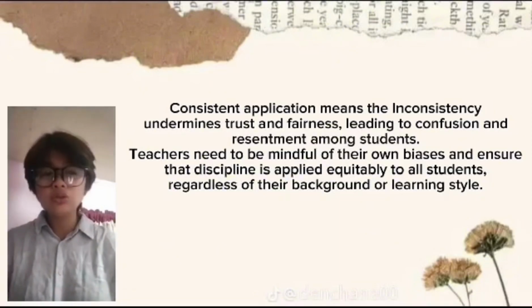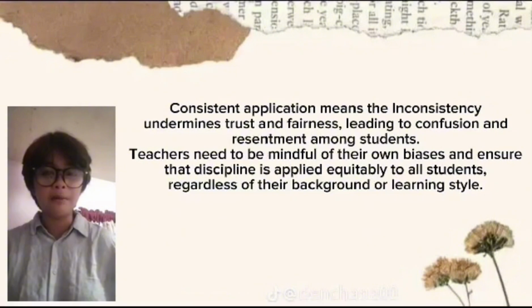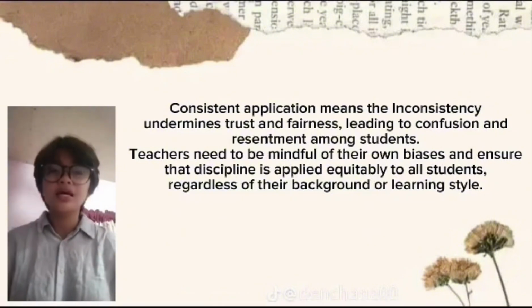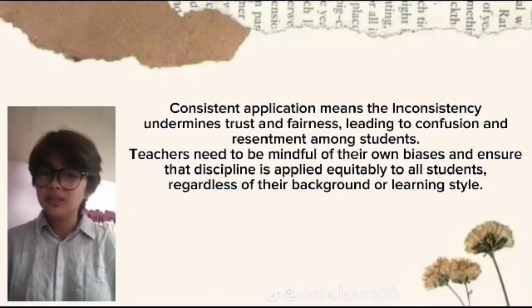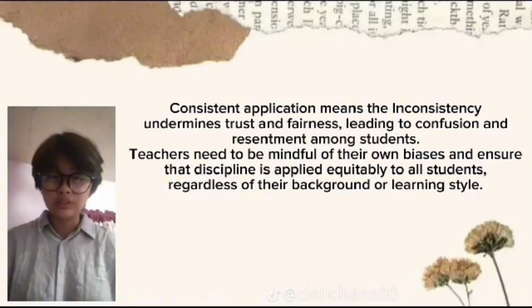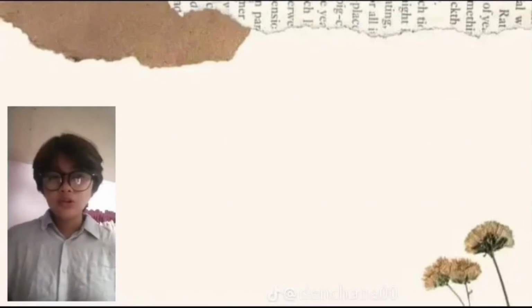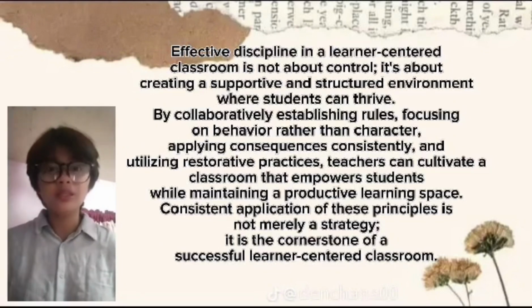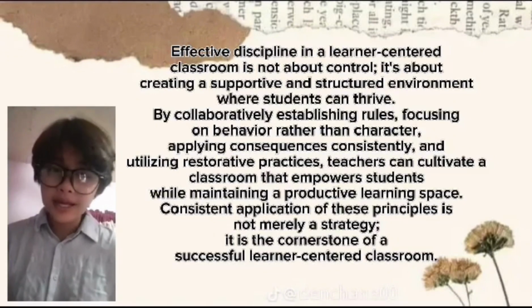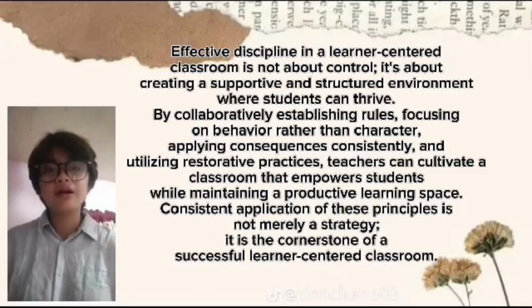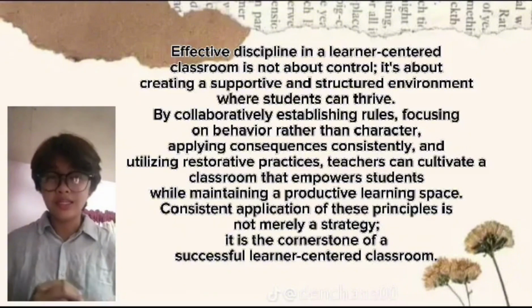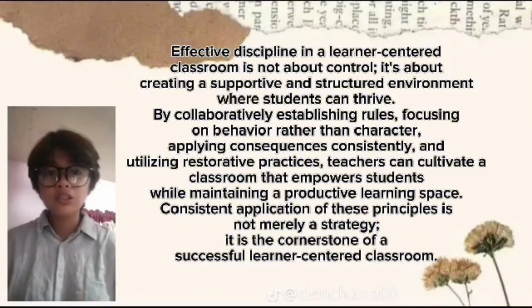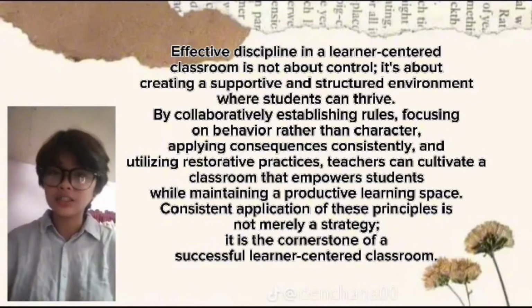So teachers need to be mindful of their own biases and ensure that discipline is applied equally to all students, regardless of their background or learning style. Effective discipline in a learner-centered classroom is not about control. It's about creating a supportive and structured environment where students can thrive by collaboratively establishing rules, focusing on behavior rather than character.